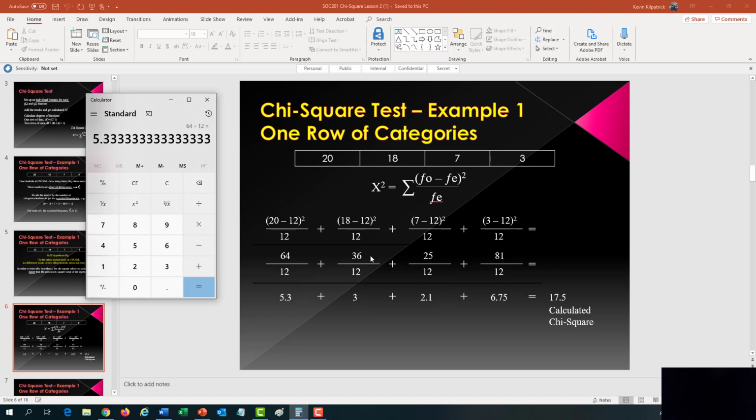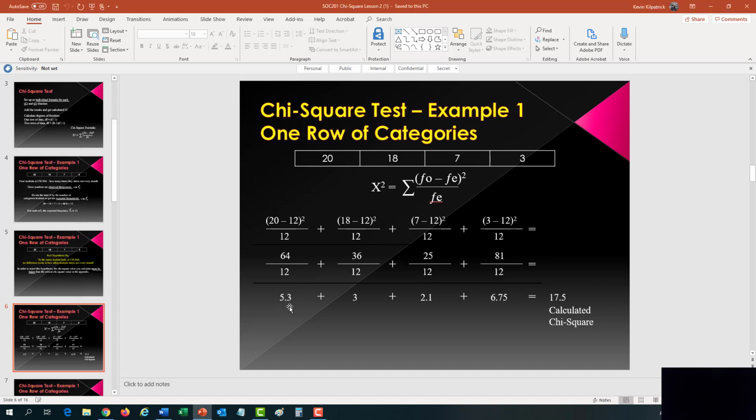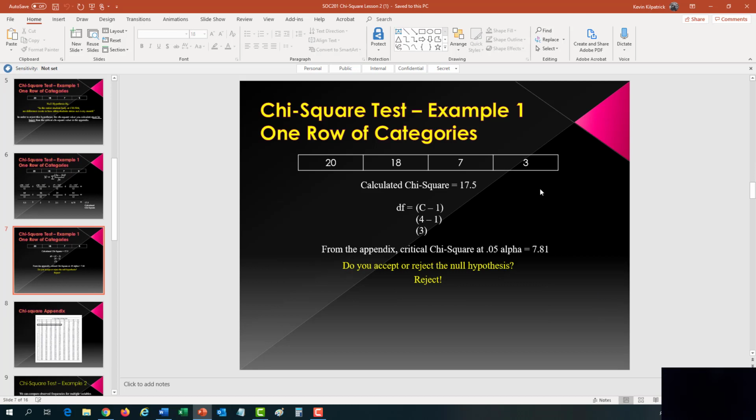25 divided by 12 is 2.1. 25 divided by 12 is 2.08, so I'm just going to round that up to 2.1. 81 divided by 12 is 6.75 exactly, so that's what I have. And then when I finally get through the problem and I have my numbers, I'm just going to add them up and get 17.5. That is my calculated chi-square. I have that here, the calculated chi-square.